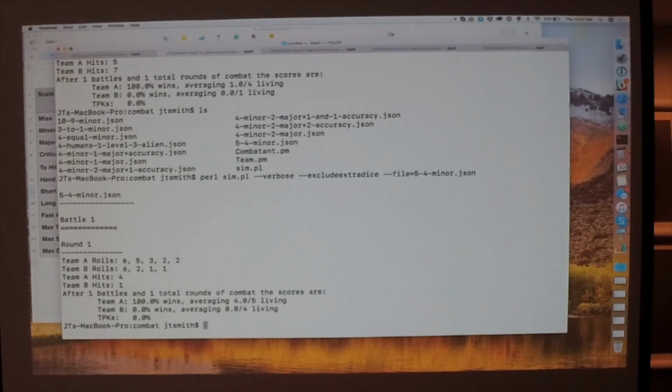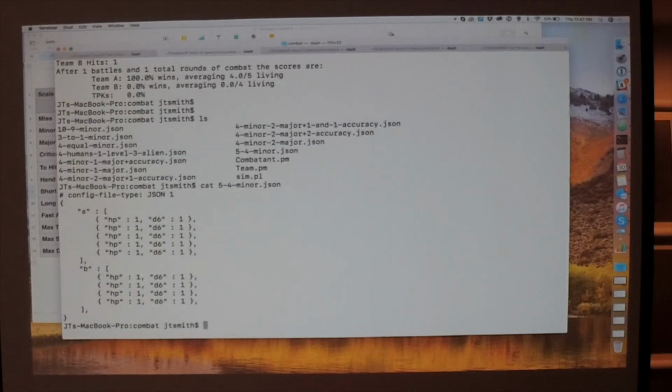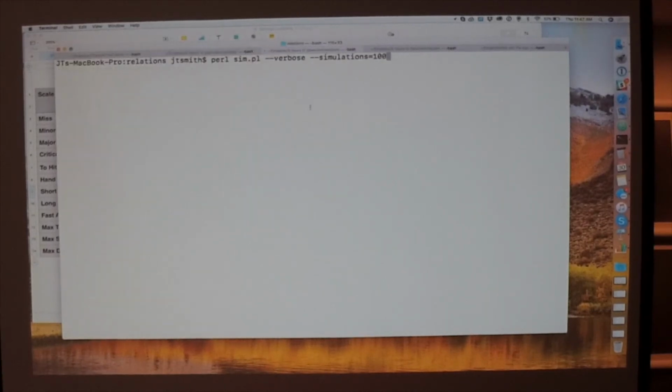The point is that I can run these simulations and I can set up different configurations. So when I look in these different files, I can see how these guys are set up. How much health does each one of them have? How many d6 are they rolling? In this case, they're only rolling 1d6 each. They only have 1 health each, but the difference is that there are 5 of this one and only 4 of that one, right? So again, that's where these kinds of simulations can help.